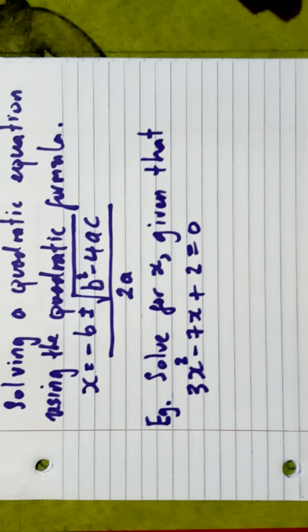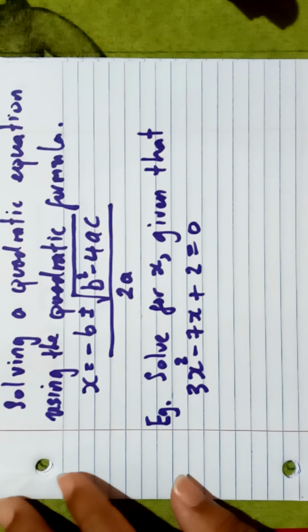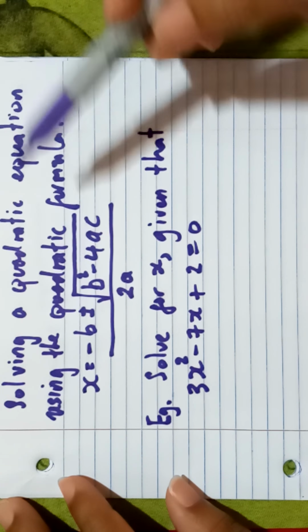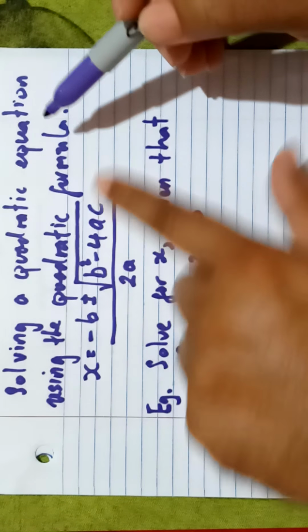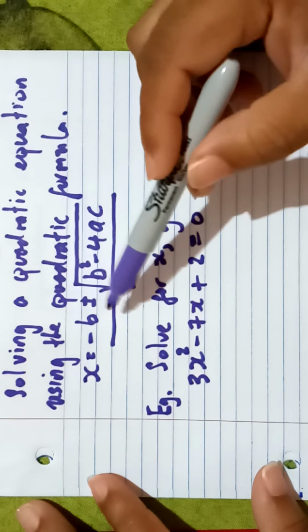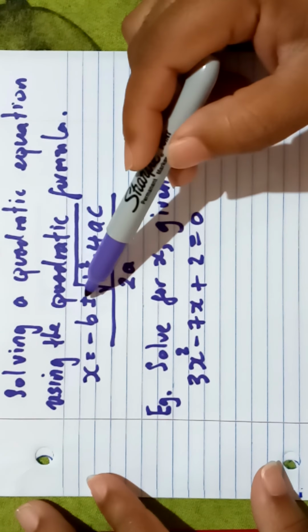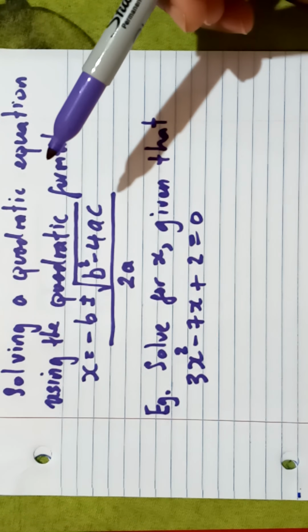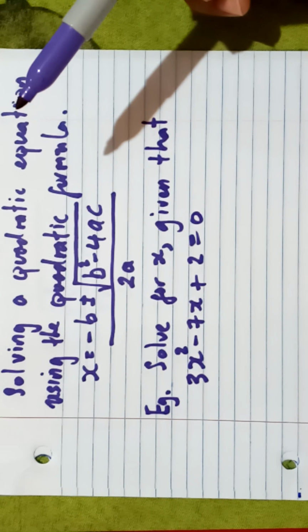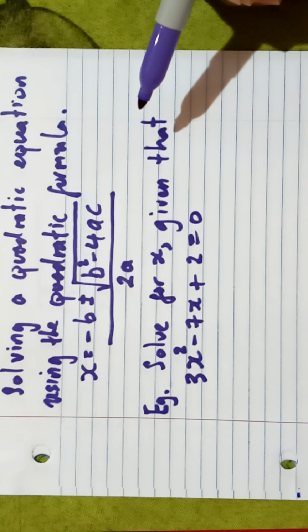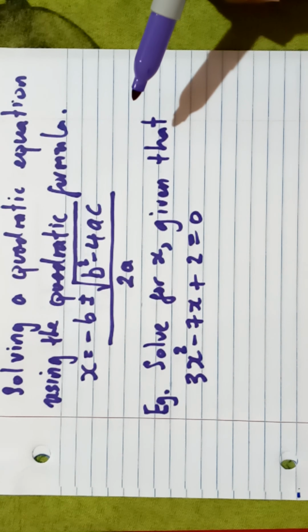Alright, good evening folks. Today we're going to look at how to solve a quadratic equation using the quadratic formula. Alright, so this is the quadratic formula. x is equal to minus b plus or minus the square root of b squared minus 4ac, all divided by 2a. So let's look at an example here. It says solve for x, given that 3x squared minus 7x plus 2 is equal to 0.